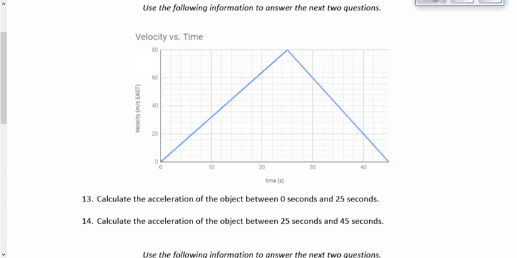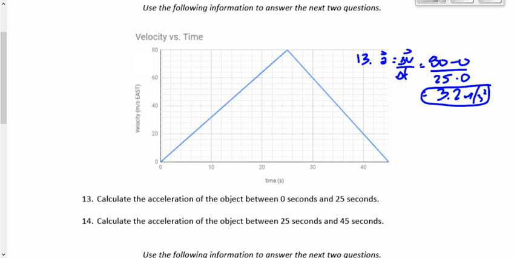The acceleration between 0 and 25 seconds. All we're going to do is say a is equal to delta v over delta t, which is what I like to do, or you could say slope is equal to rise over run. It's the same thing, right? The rise here is 80 minus 0 over the time, 25 minus 0. So that's going to be 80 over 25, which is 3.2. Is it 3.2?